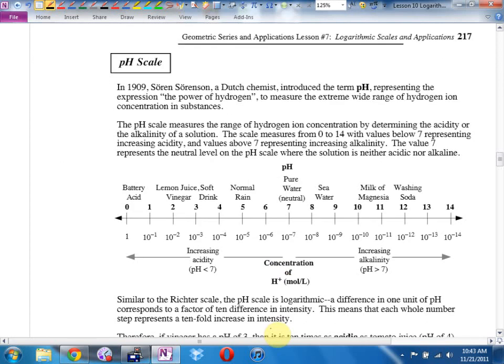pH. Who's in Chem 12? I think you'll look at this in more detail. This is Mr. Dueck's down and dirty simplified, here's how the pH scale works. So it says this, pH scale.